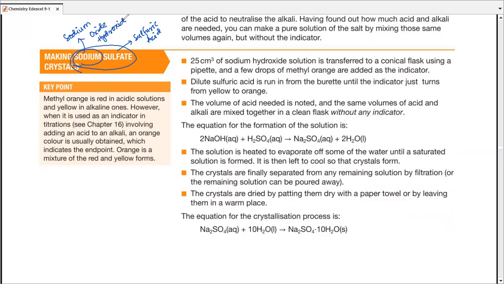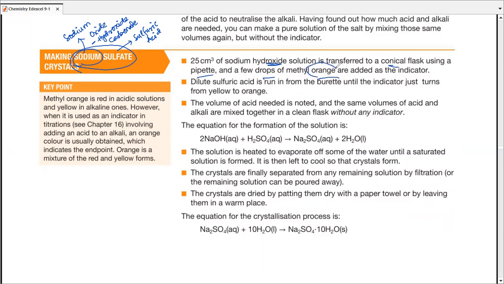which we have used in previous titrations, by the way, or you need sodium carbonate. Now you can really use any one of those. All of them are soluble, but we'll use one of them in the process. Let's see what we use. So 25 cubic centimeters of sodium hydroxide, I think that pretty much clarifies it, is transferred to the flask using a pipette. Add a few drops of methyl orange indicator.